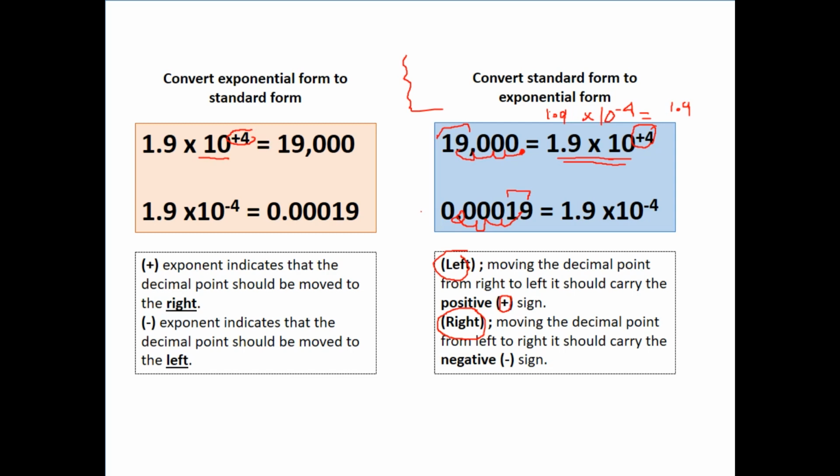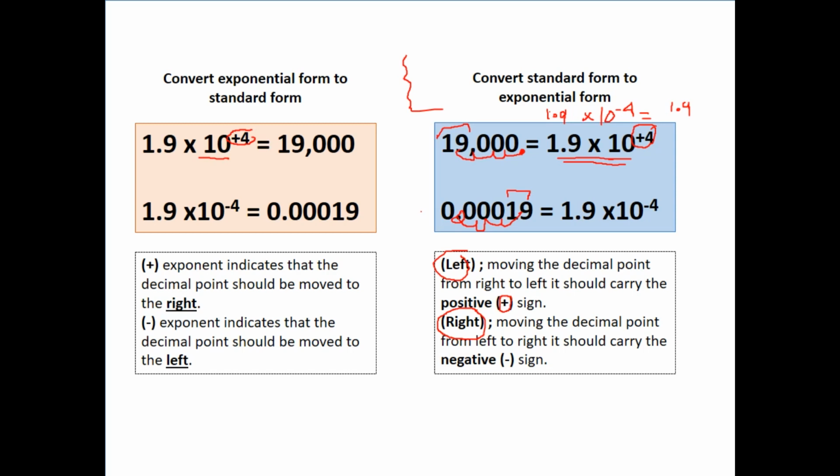So how do we do it? Since you have positive 4, we will move our decimal point to the right side 4 times, since it is positive. How about if it is negative 4? So we are going to move our decimal point towards the left side 4 times. So we have a different result. We have 19,000 and we have 0.00019 for the negative 4 exponent.